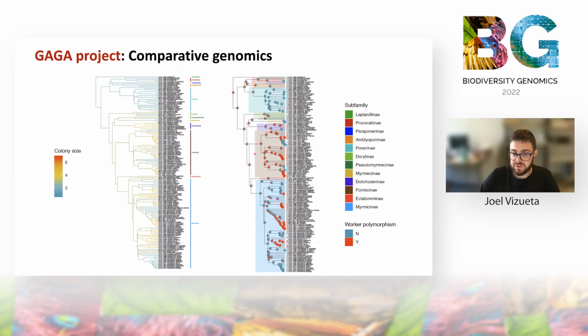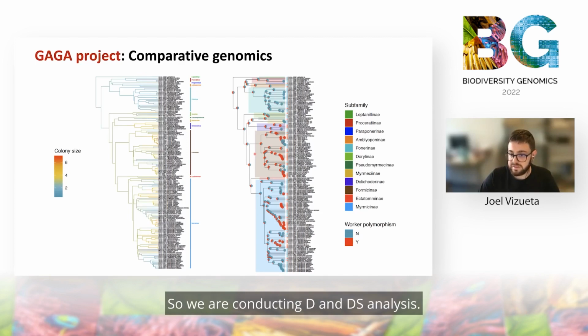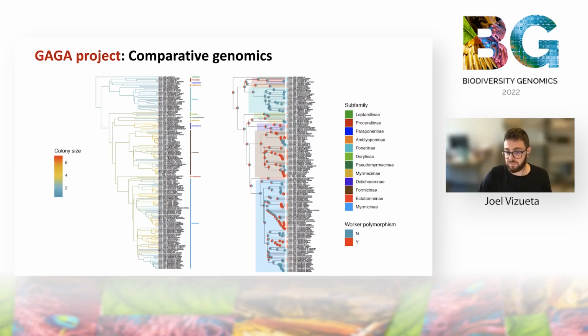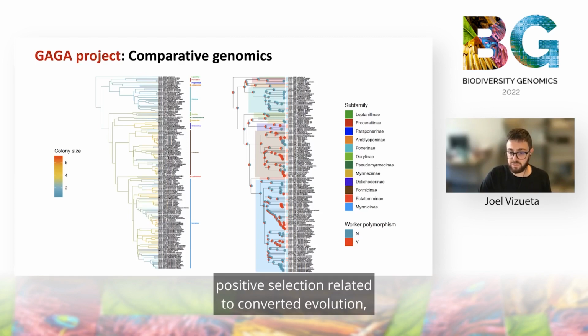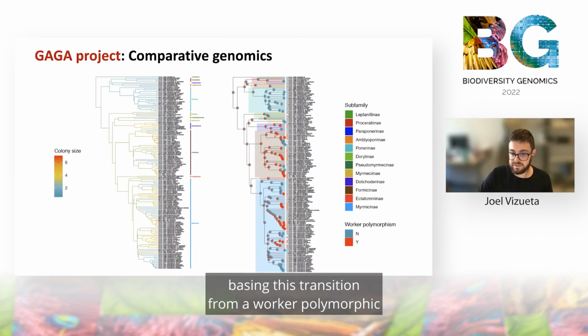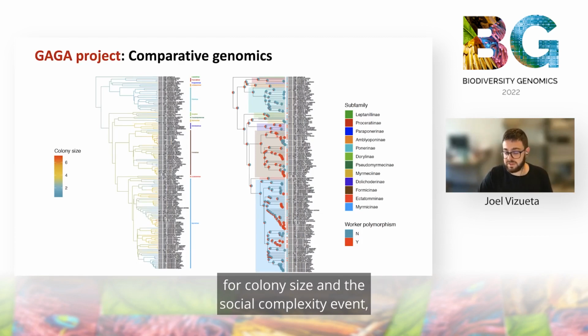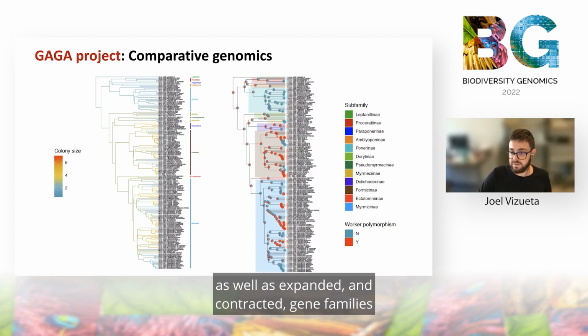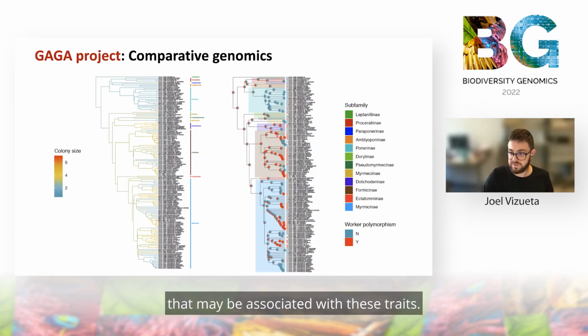What we are currently working on is uncovering the molecular mechanisms associated with this trait evolution. So we are conducting dN/dS analysis and, for example, exploring positive selection related to convergent evolution based on this transition in worker polymorphism and colony size and these social complexity events, as well as expanded and contracted gene families that may be associated with these traits.